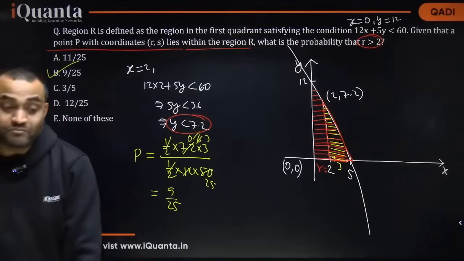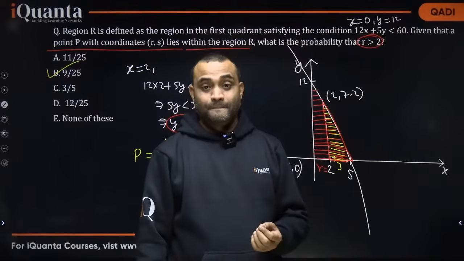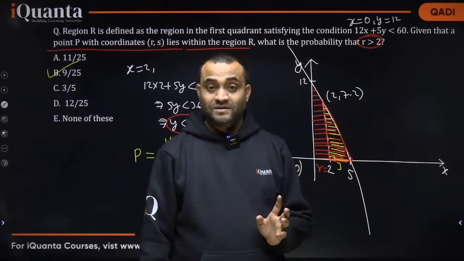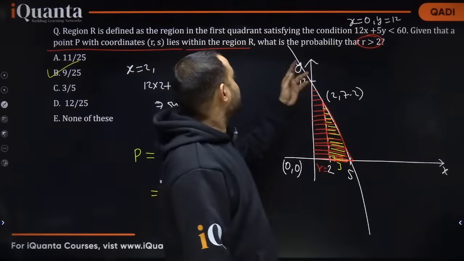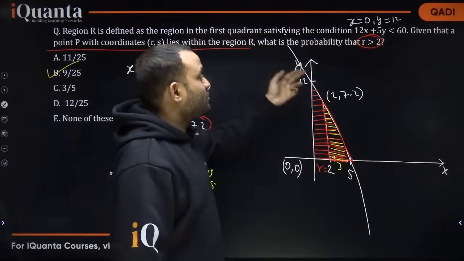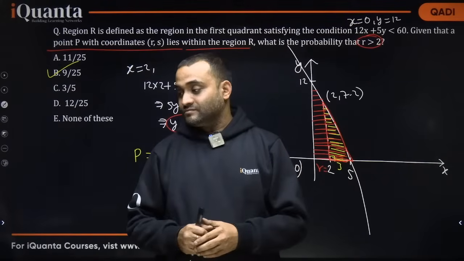Ronak, number of points is a different thing. Number of integral points is a different thing. There could be infinite points, right? We are not talking about that. It says that given that P is this, what is the probability that r is greater than 2? We are talking about the whole area, the whole region.